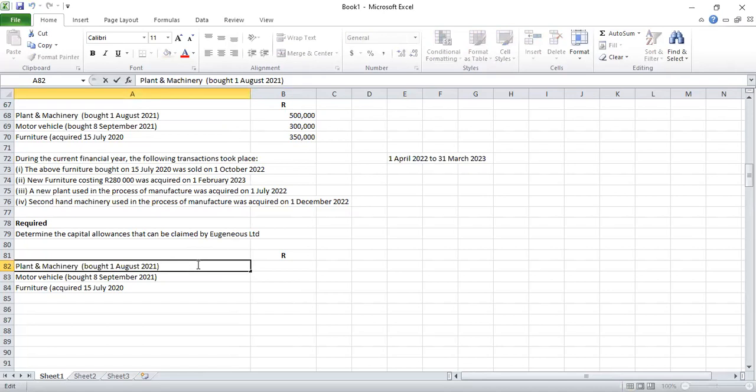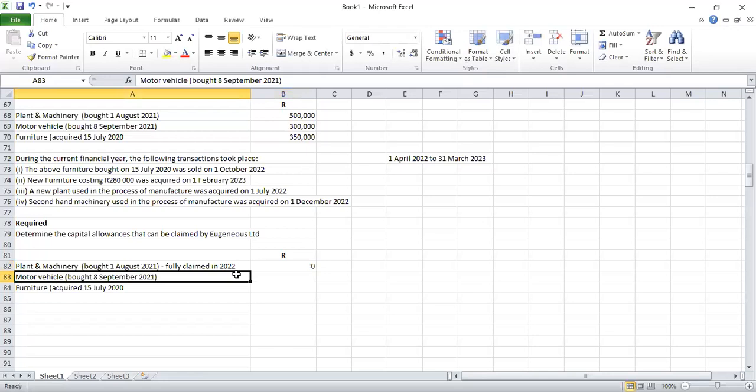All right, what will happen here? This plant and machinery was bought on 1 August 2021, so it was fully claimed in the 2022 year. That means there will be a zero deduction because they will have claimed the 100% in 2022. Remember, for plant and machinery, you can claim 100% of the deduction if you're a small business corporation in the year that you purchase it. So although the asset is still there, they can no longer claim anything.